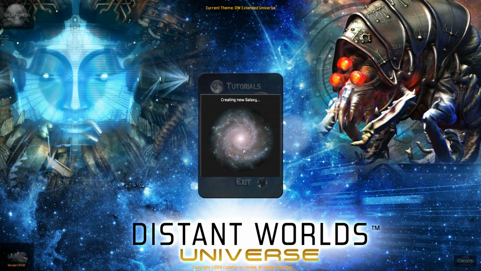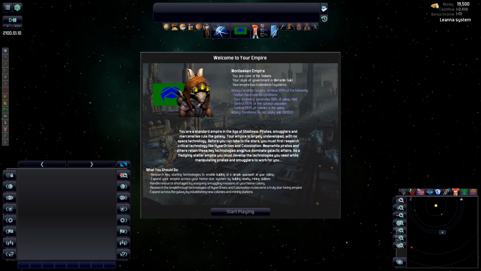Any second now. And here we are. All right, so we are the Montecan Empire. We are the ruler of the Teekans, and we have a mercantile guild as our government, and we have one colony and one system, and we are a standard empire in the Age of Shadows.